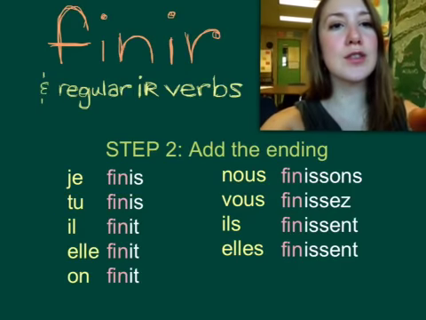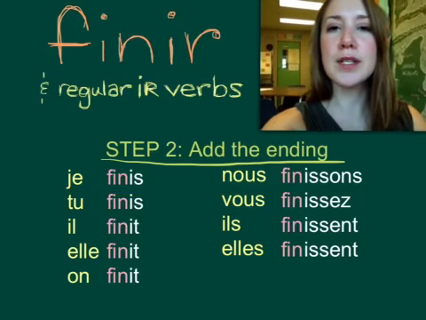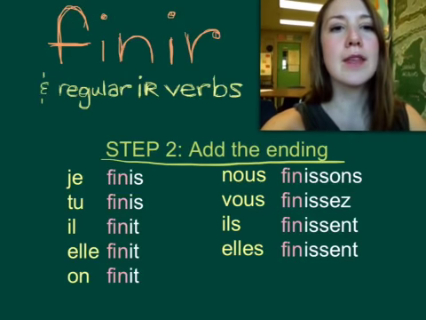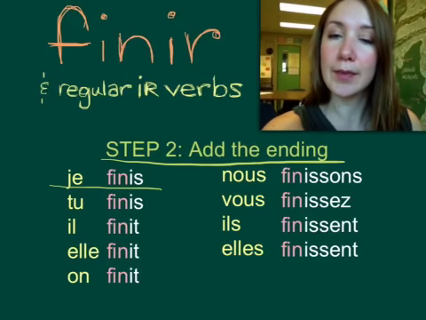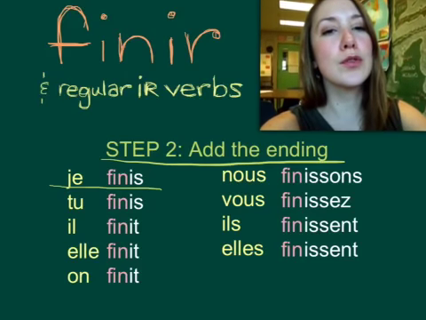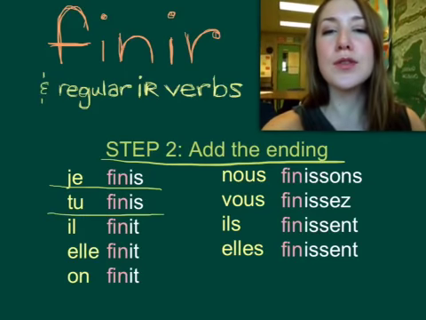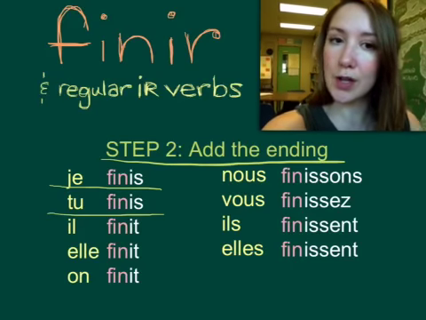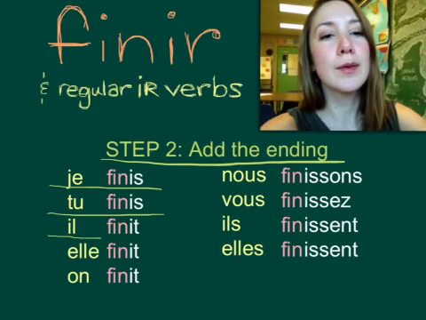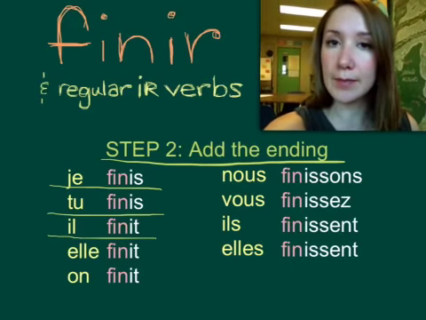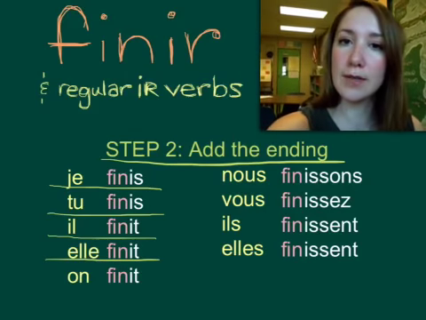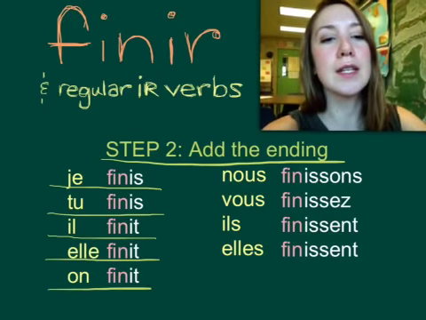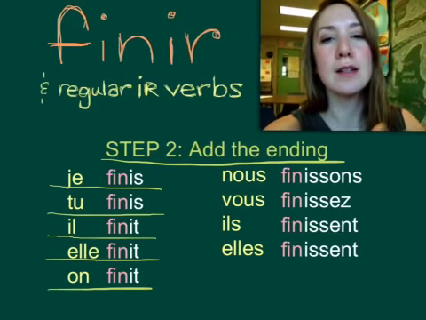Step 2 is to add the ending. As we saw on the first slide, the ending for je is -is. We get je finis, I finish. For tu, it's also -is, and we get tu finis, you finish. For il, we get il finit, he finishes. Elle finit, she finishes. On finit, one finishes.